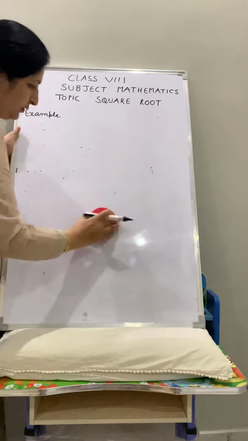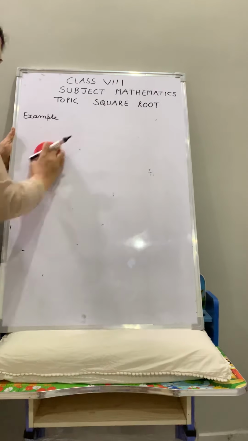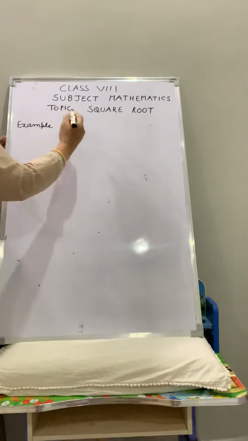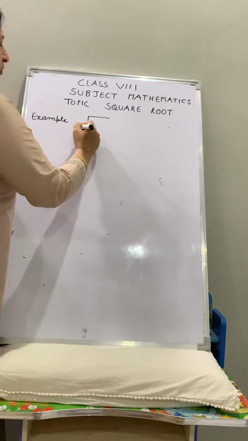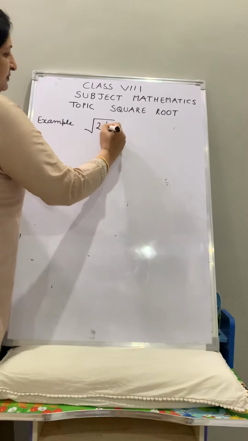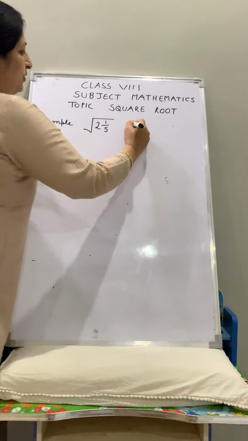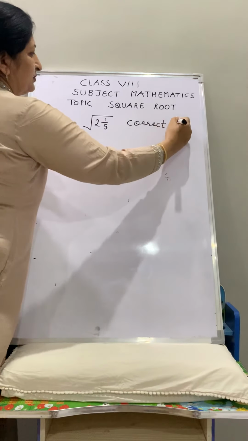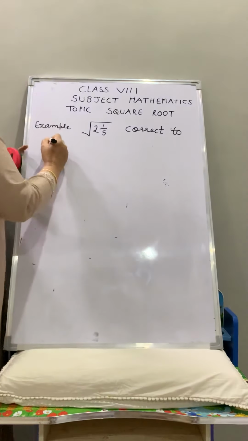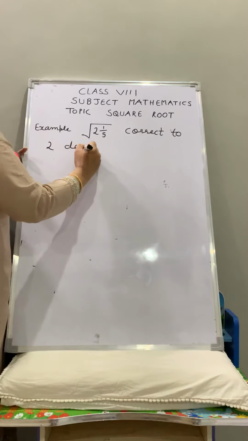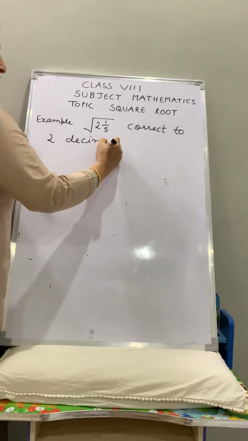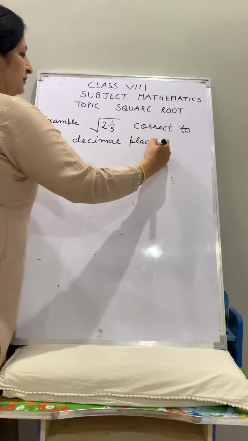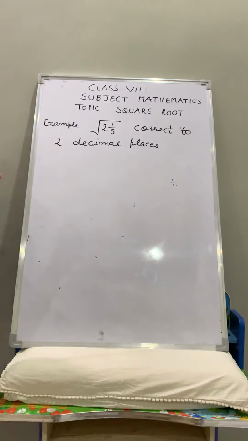Find the square root of 2 1/5 correct to 2 decimal places. It is different from the first question.